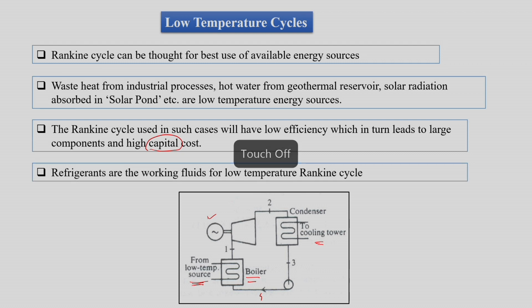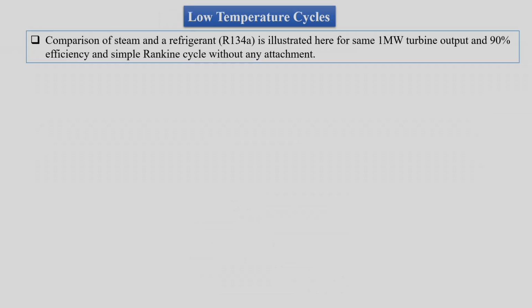Having said this, refrigerants are the working fluids for low temperature cycles. We are going to demonstrate why refrigerants would be good in low temperature cycles. So, we will see the comparison of steam and R134A, which is a refrigerant, when they are used for 1 megawatt turbine output and 90% efficiency of the turbine in the case of a simple Rankine cycle without any attachment. We mean here by attachment a superheater, reheater or regeneration.